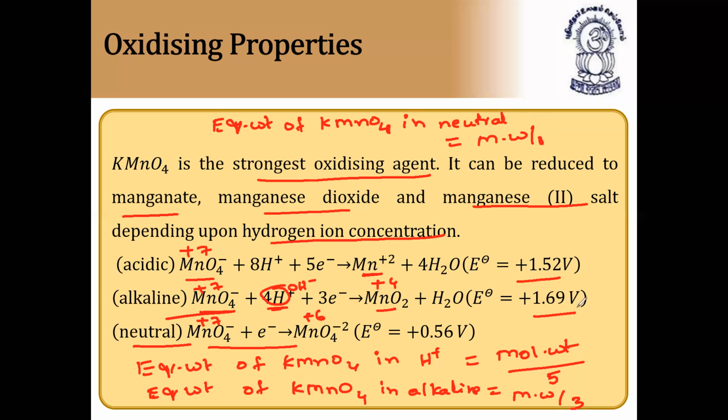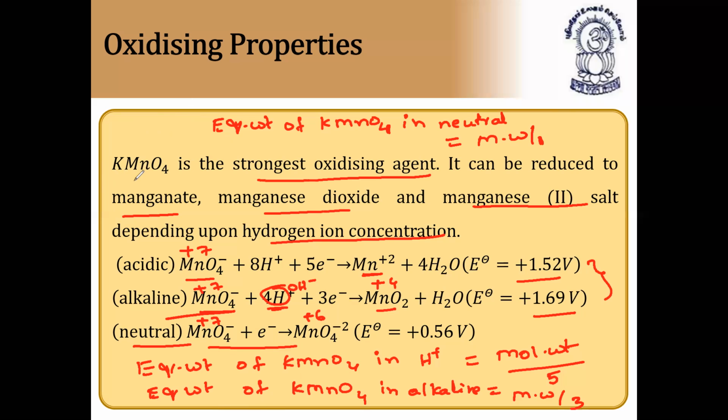Anyway, this value is not important to remember. Only this is important. So please note down in your classwork all these 3 points: the equivalent weight of potassium permanganate in acidic medium, in alkaline medium, and similarly in neutral medium. All these values they will ask in the examination, entrance exams. Please listen carefully and write it in your classwork.